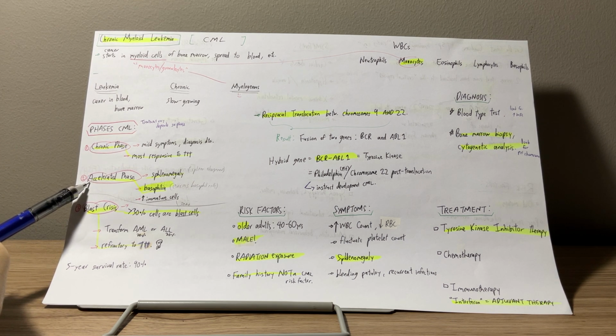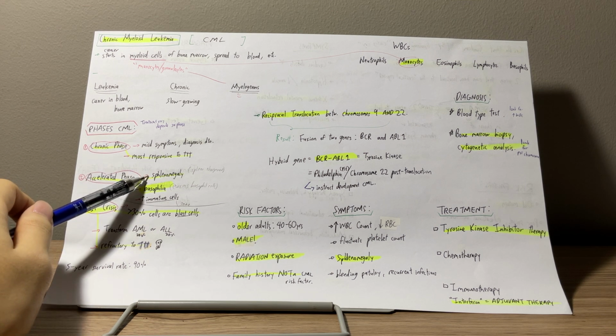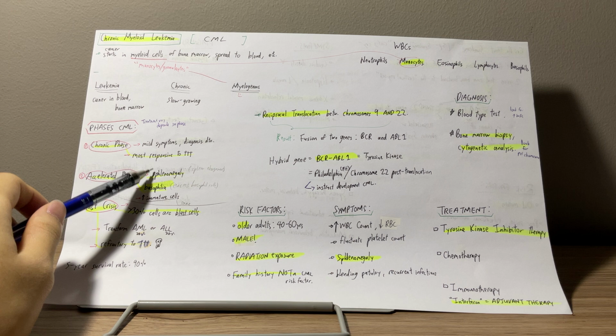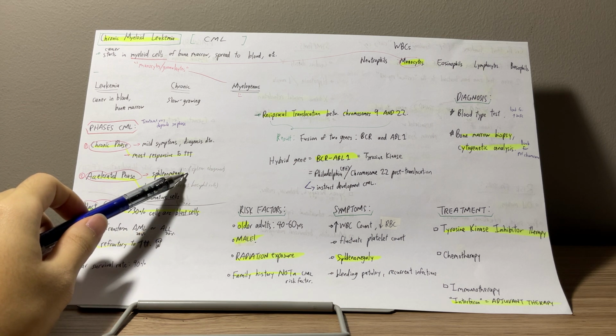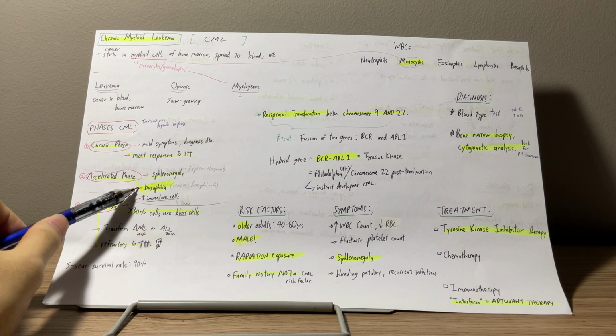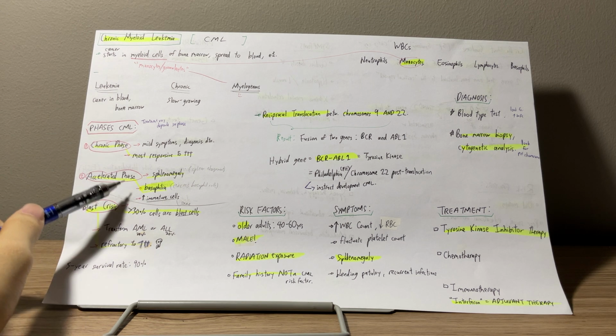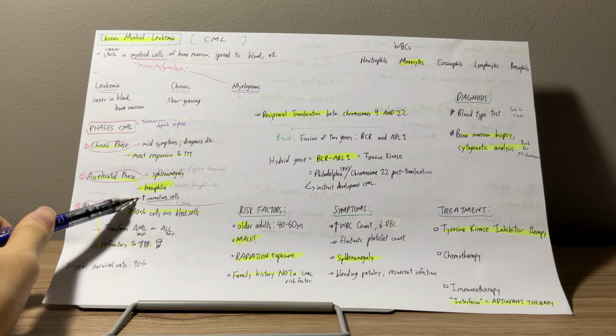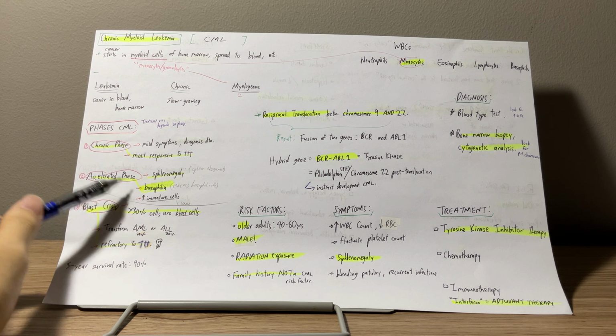The second phase is called the accelerated phase. So, what are symptoms? You have splenomegaly. This basically means the enlargement of the spleen. And you have basophilia. You have excess basophil cells. And yes, you have an increase in the number of immature cells.